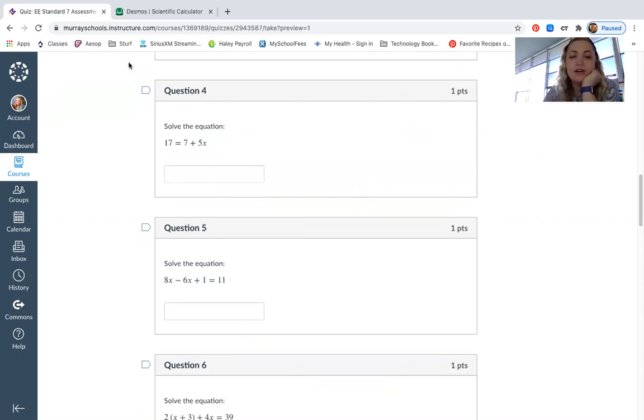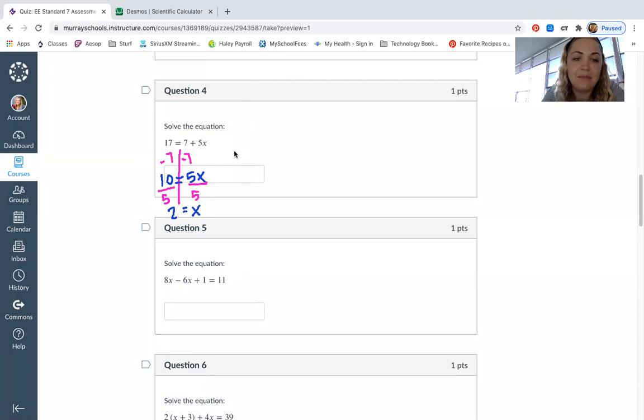This one just says solve the equation. So if I am solving from here, I'm just going to do it right on this problem. First thing I need to get rid of is that 7. So I can subtract 7 from both sides of this equation. 17 minus 7 is equal to 10, and then I have 5x on the other side. The way that you undo 5 times x is by dividing by 5 on both sides. And my final answer is going to be 2 equals x.